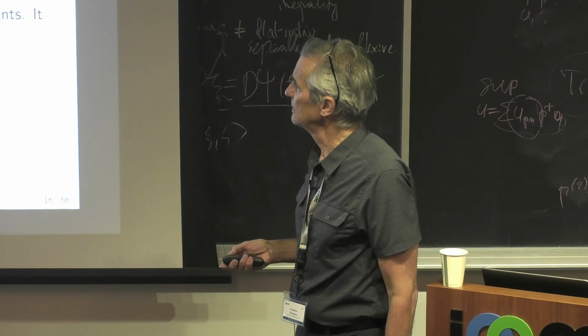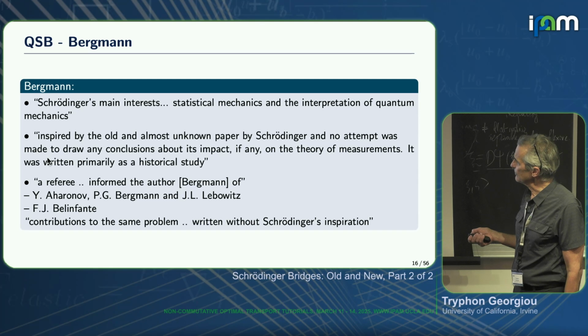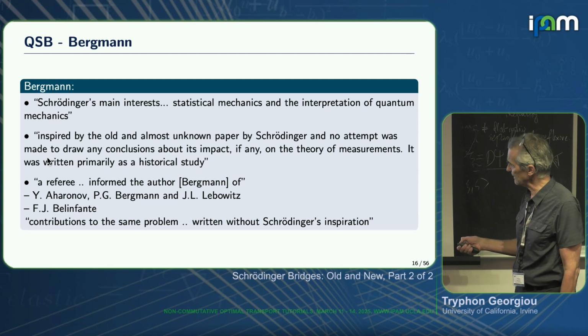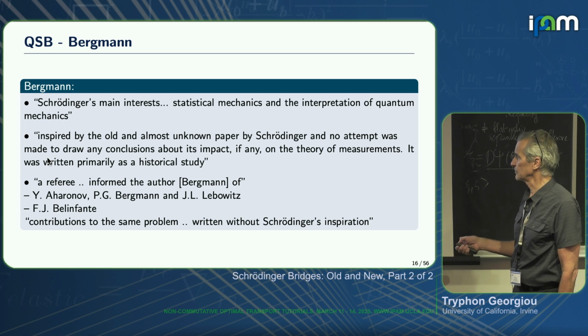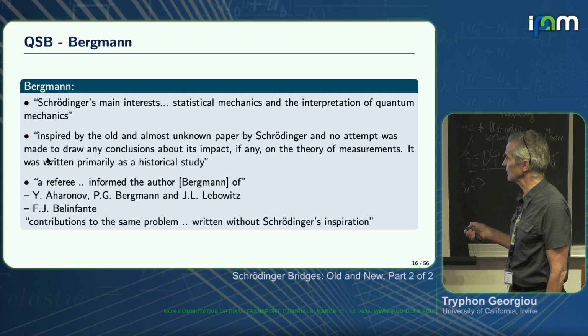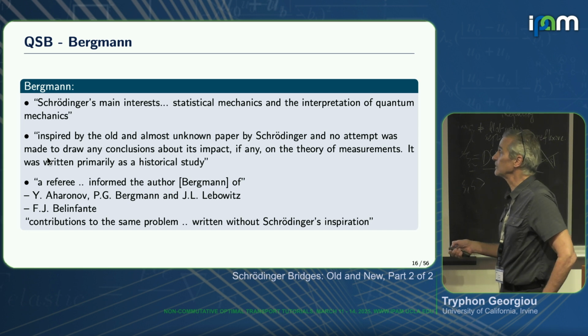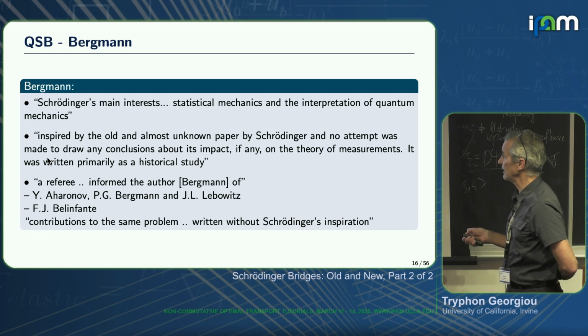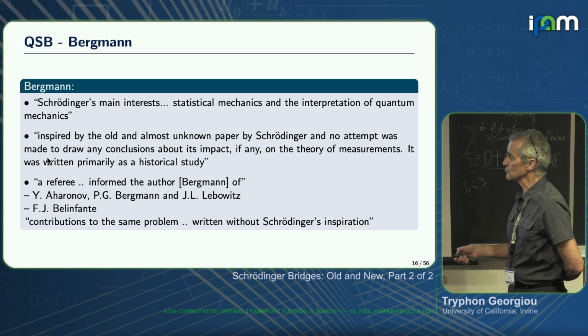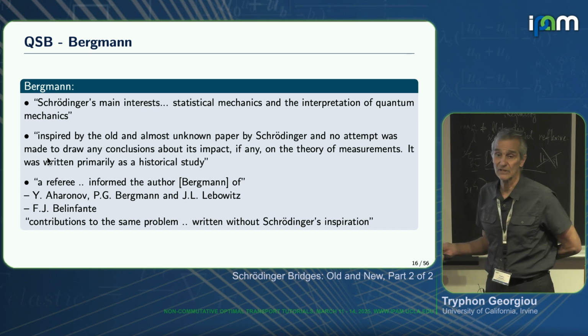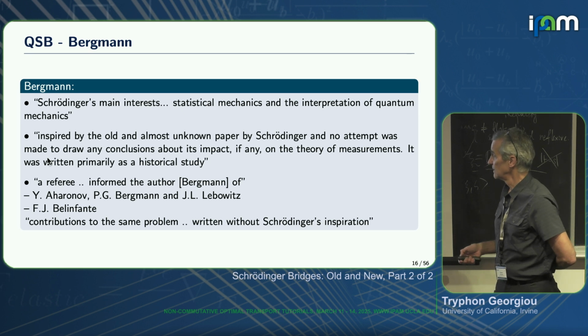Now, Bergman writes a few things. Schrödinger's main interest was statistical mechanics and interpretation of quantum mechanics. So that himself was inspired by an old and almost unknown paper by Schrödinger. No attempt was made to draw any conclusions about its impact, if any, on the theory of measurements. It was written primarily as a historical study and an exercise.